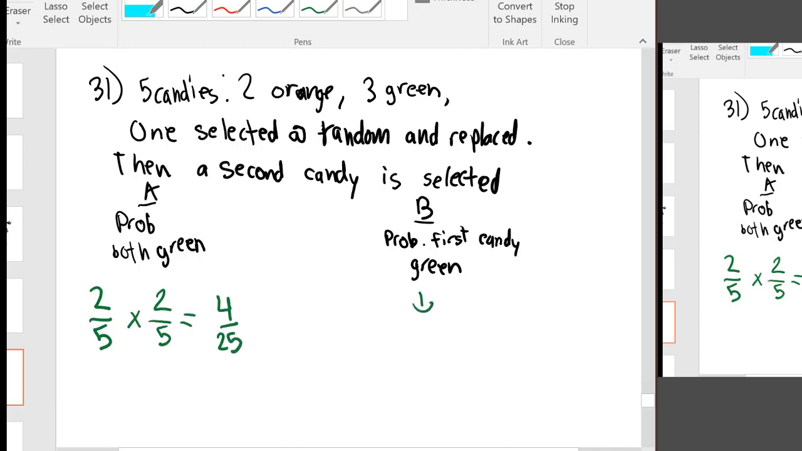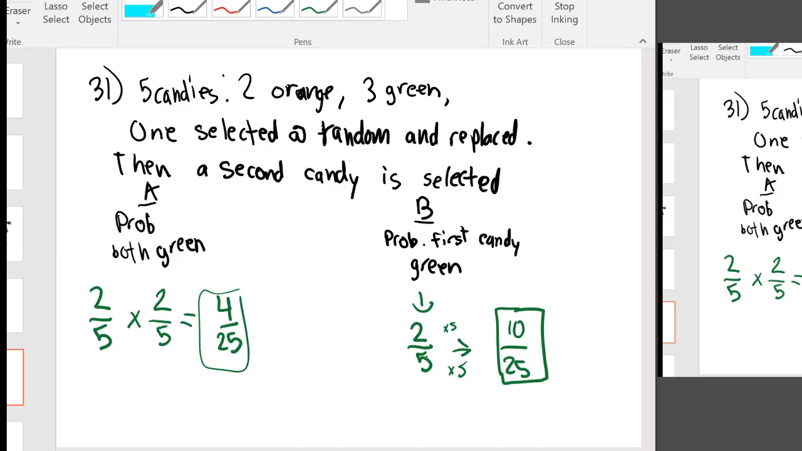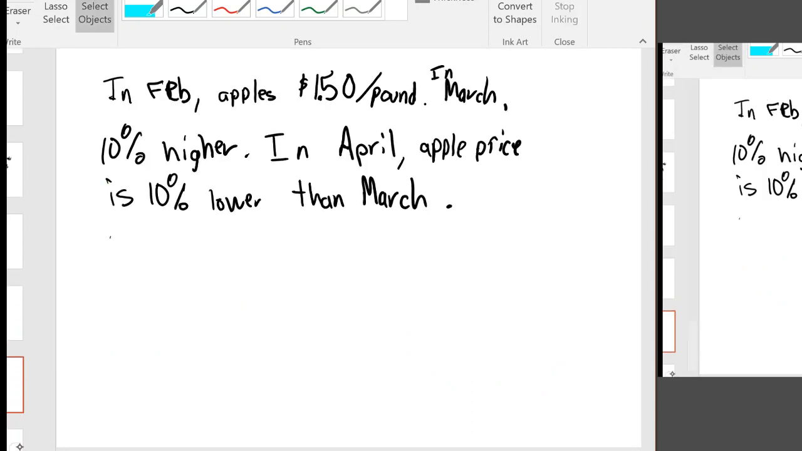Versus the probability of the first being green, 2 out of 5 or 4 out of 25. If I just look at these fractions, 2 out of 5 is clearly the larger. If you need to double check, you can make a common denominator. That's times 5. That's times 5. So I have a 10 out of 25 chance of getting green candy on the first try versus a 4 out of 25 chance of getting green then green. All right.